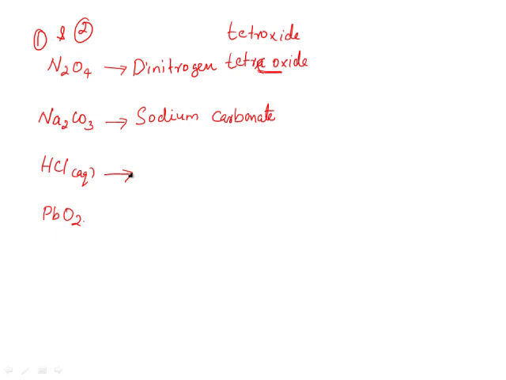So for the binary acids you have to use the word hydro in front. Binary acid means what? There are only 2 elements in it, hydrogen and something else. This is hydrochloric acid. Just like that, you will find hydrobromic acid, hydroiodic acid, or hydrofluoric acid.